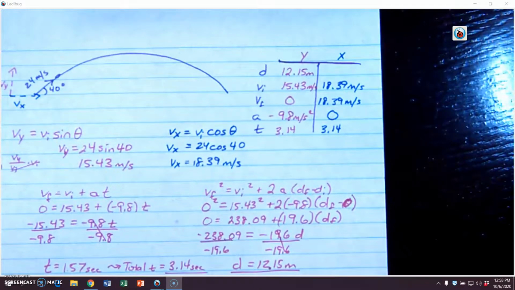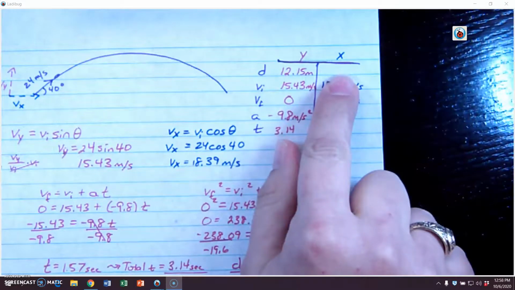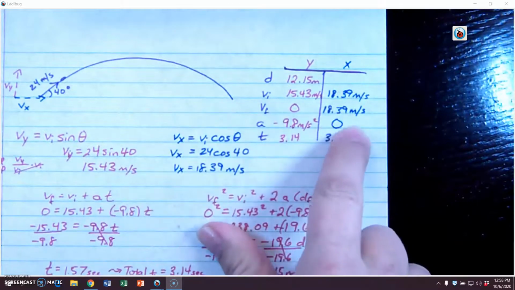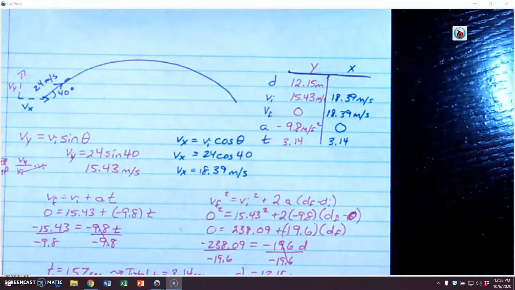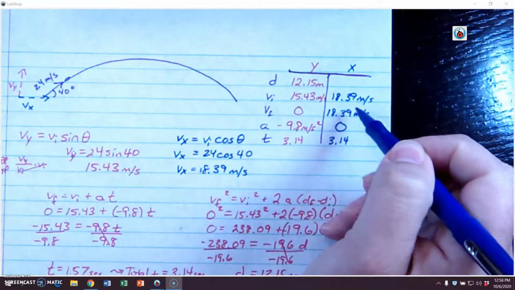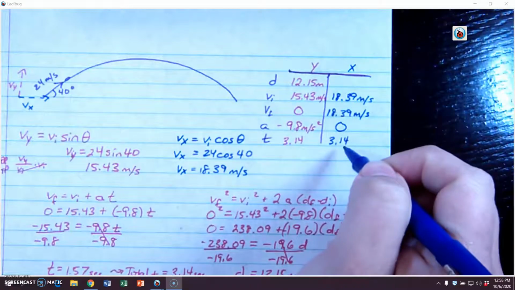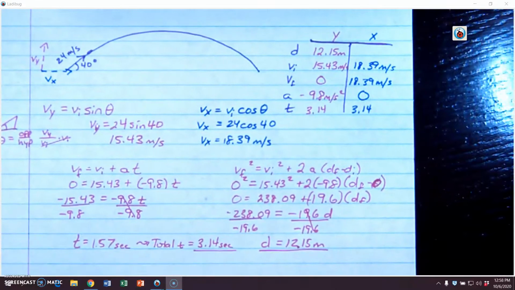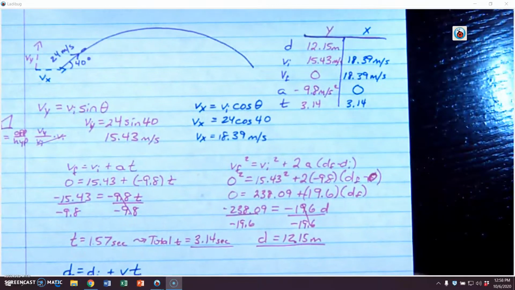Our last little piece of this puzzle is how far down the field does it go? For that one, since we're working on how far down the field, working on our horizontal, we're going to use the horizontal values that we have. So we've got a velocity, it's the same velocity. We've got time, we want to know distance. So distance, DF equals DI plus VT.